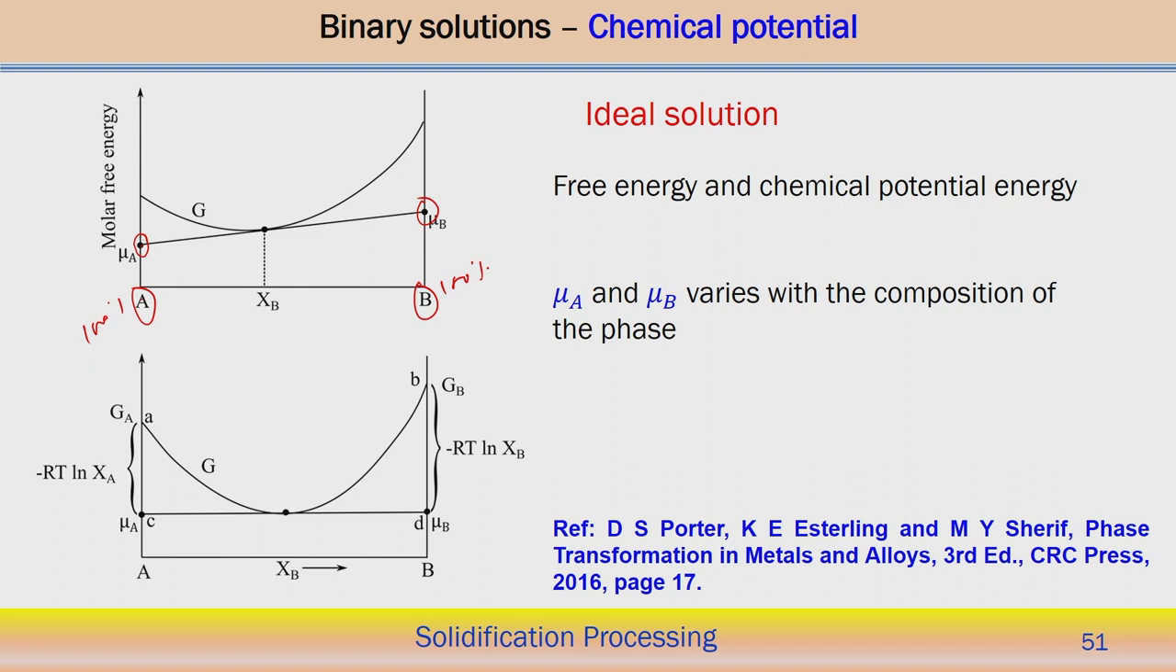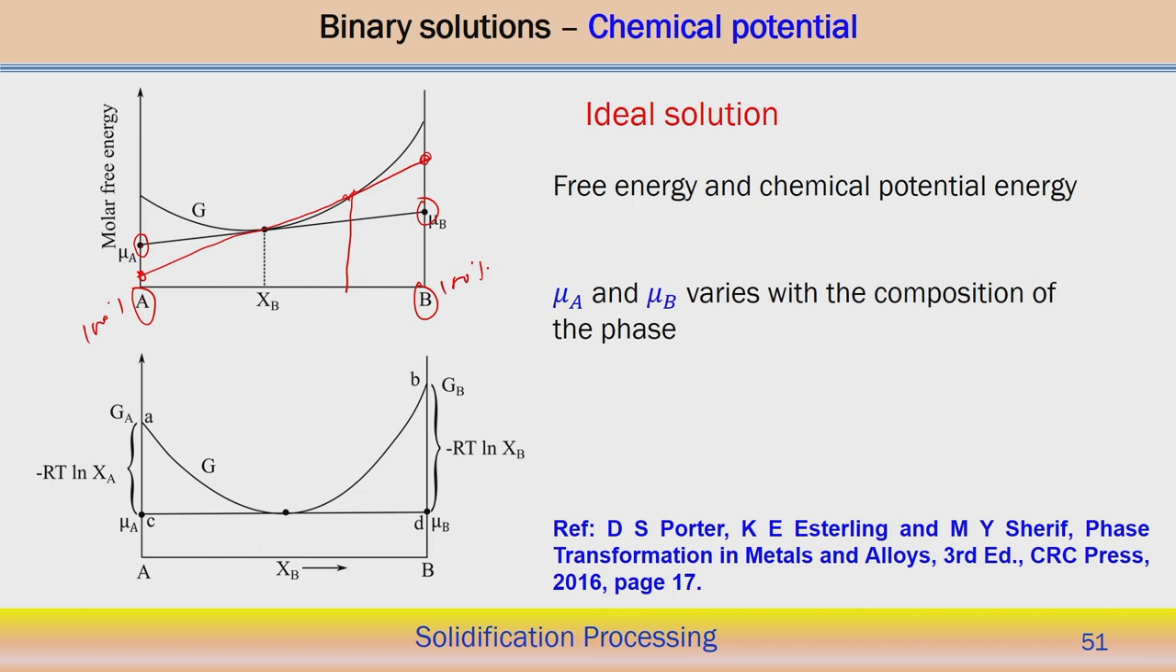So here mu B varies with respect to the composition of the phase. For example, if the phase is different, at another point the tangent can be different, and we can draw the line here. So this indicates the chemical potential of mu B, and this point indicates the chemical potential of mu A. So it means that mu A and mu B, the chemical potentials, actually vary depending upon the composition of this particular phase. It means that based on the ratio of the composition they maintain in the solution, there is a variation of mu A and mu B.